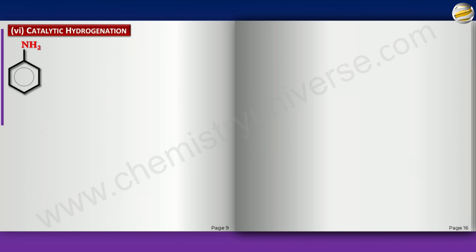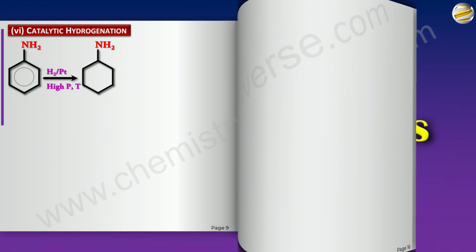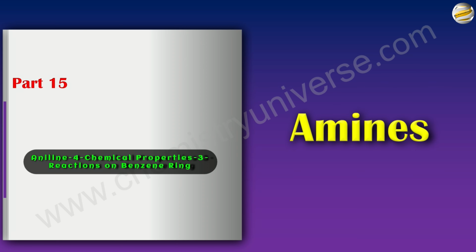And the last, of course, is the catalytic hydrogenation of benzene, because now NH2 is already reduced sufficiently, so it will only reduce the benzene. You need high pressure and high temperature, and you will get cyclohexylamine. And that finishes this particular video, that is, reactions of the benzene ring.